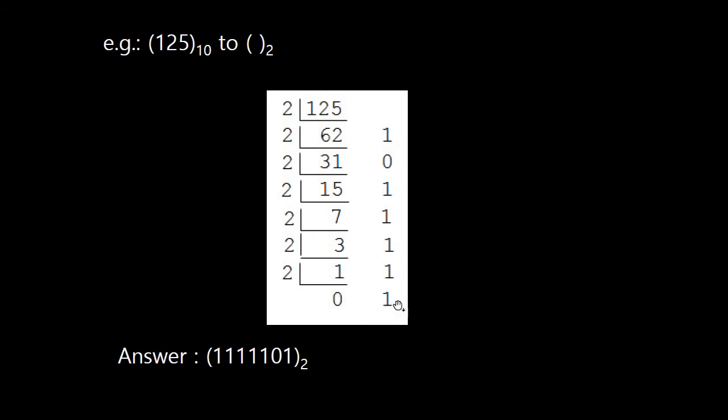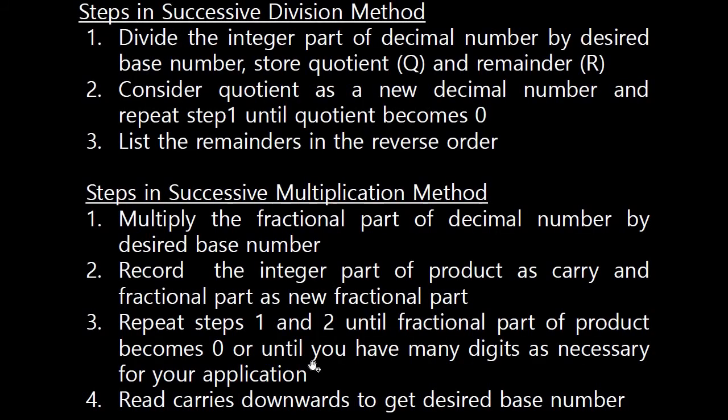Now the answer is taken in reverse order from the bottom, that is 1 1 1 1 1 0 1. This will be the answer. Now for the fraction part, we will multiply the fraction part of the decimal number by the desired base number, and record the integer part of the product as a carry and the fraction part as the new fractional part.